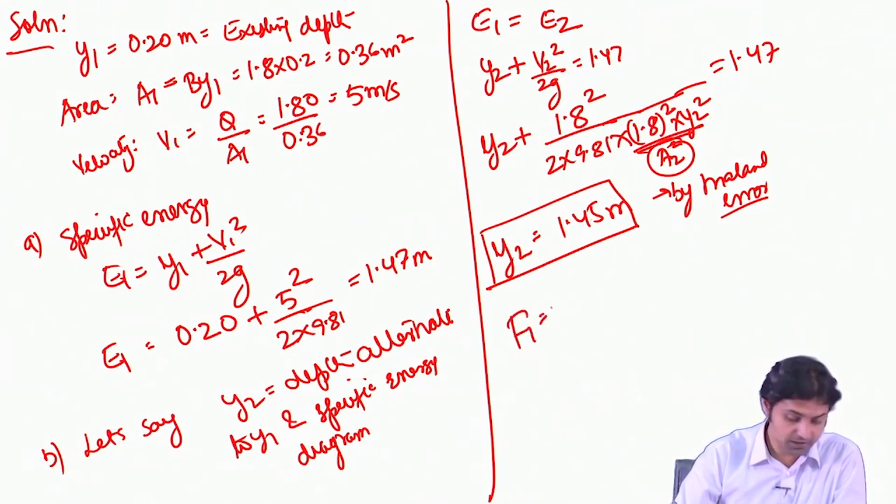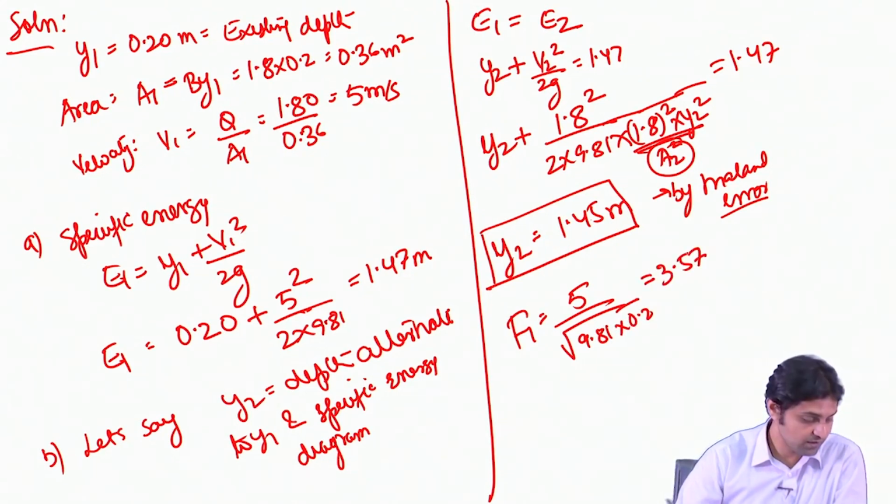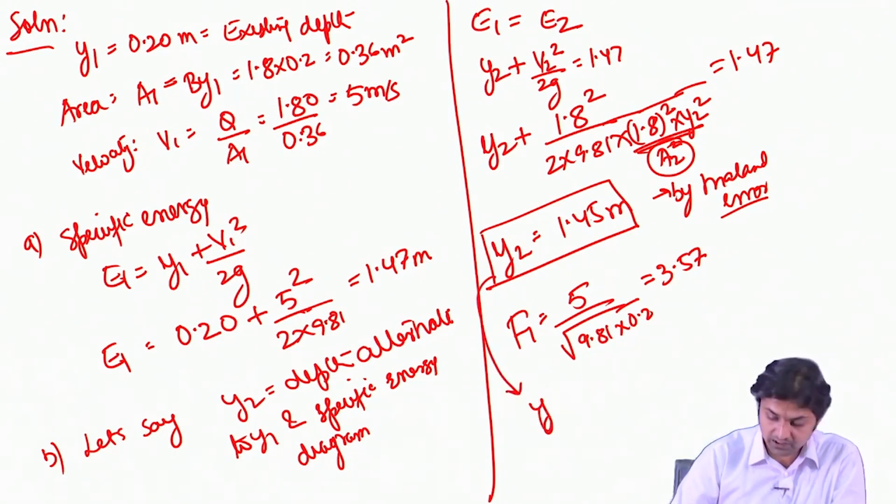Froude number at the first location is going to be v under root 9.81 into 0.2, that is 3.57. And for this y2, we need to find out the velocity first, right.